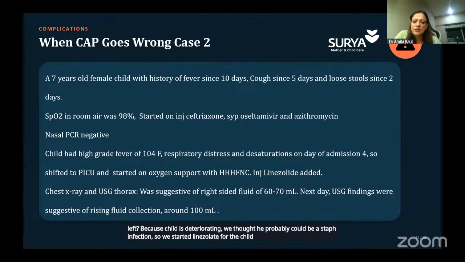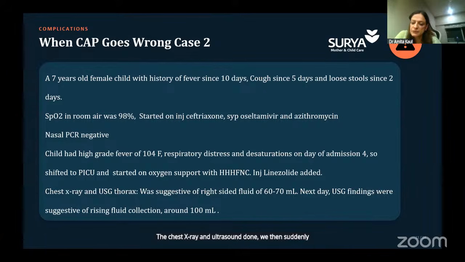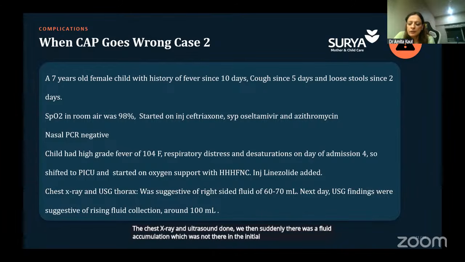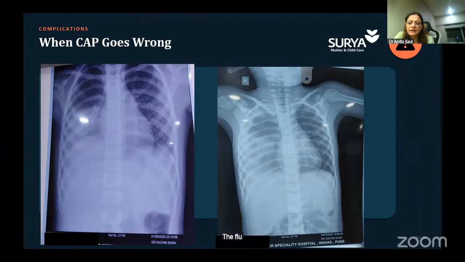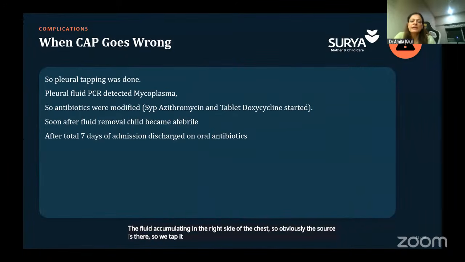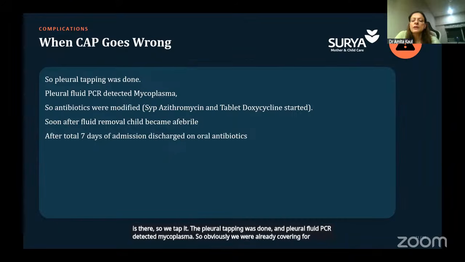The chest X-ray and ultrasound were done. Then suddenly there was a fluid accumulation which was not there in the initial X-ray, and in 2 days the fluid collection increased. So this is the X-ray on admission and the X-ray done on the third day. You can see the fluid accumulating in the right side of the chest. So obviously the source is there, so we tap it. Pleural tapping was done and pleural fluid PCR detected mycoplasma. We were already covering for mycoplasma, so probably the child did not respond. Number one reason could be because the fluid was there. So after removing the fluid, you control the source and azithromycin started acting.